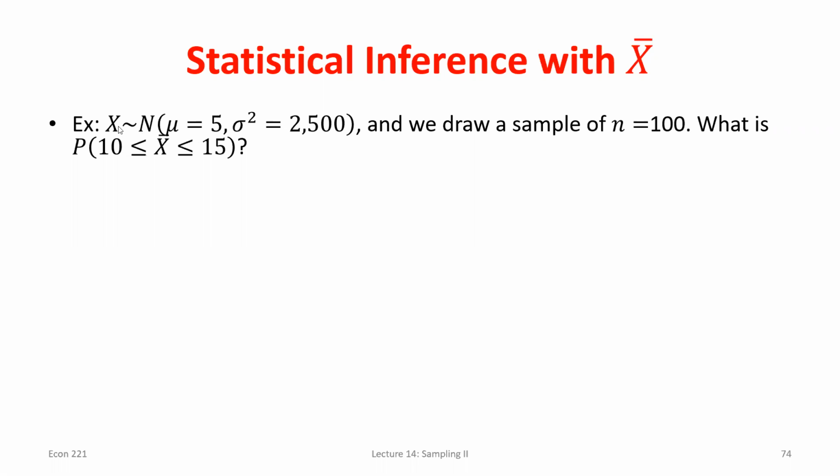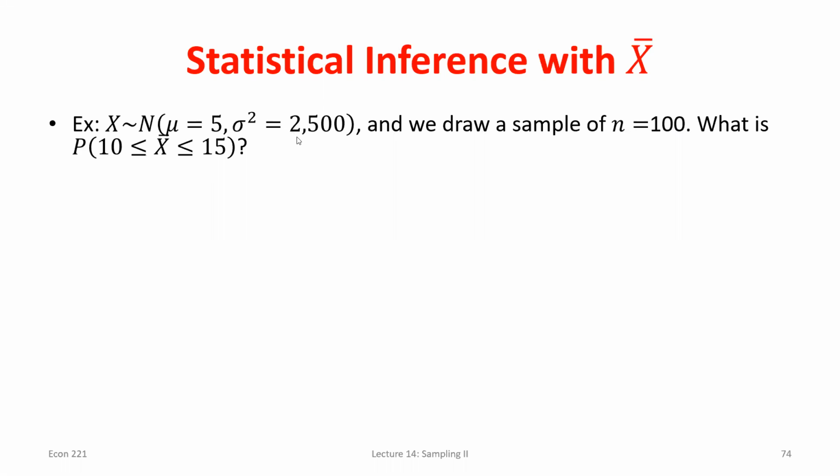I've got this variable that's normally distributed. I know the population mean is 5. I know the population variance is 2,500. I take a sample of size 100. What's the probability that from that sample, I see a sample mean that's between 10 and 15?